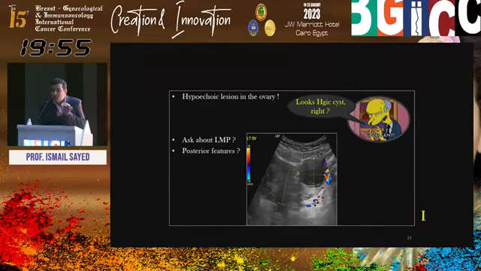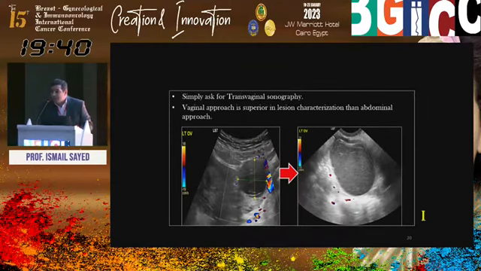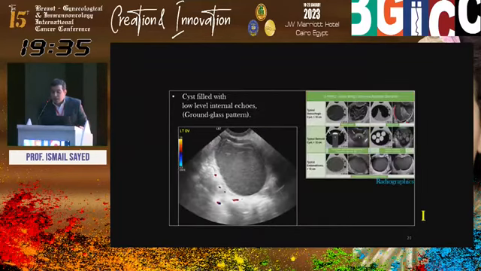Don't say hemorrhagic if not classical. We complemented by transvaginal, now classic endometrioma, ground glass, low-level internal echoes. Abdominal ultrasound is not enough. Vaginal ultrasound is higher in characterization of adnexal lesions. Alhamdulillah, hemorrhagic cyst, endometrioma, dermoid cyst, the classic pattern, O-RADS 2. It's totally benign, especially if below 10 centimeters.